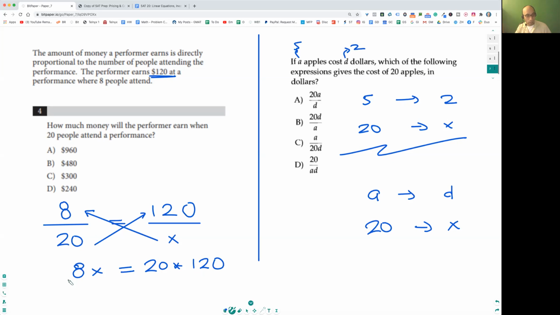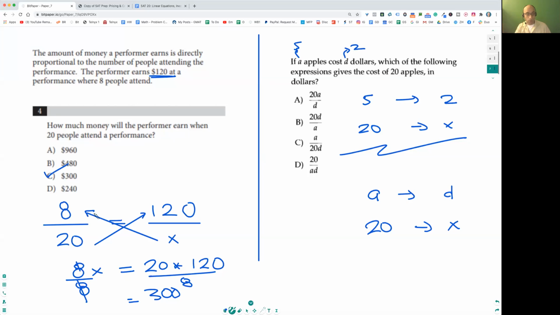And now you can just divide by 8 on both sides here. You divide by 8, you can get rid of this. So x is equal to 20 times 120 divided by 8. Let's do it in the calculator. 20 times 120 divided by 8 gives you the value of 300. So that's why this is your correct answer.